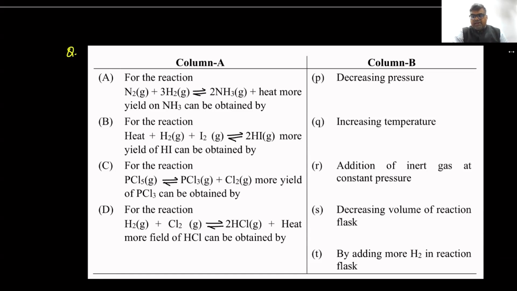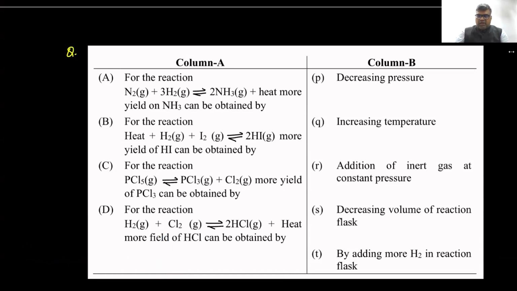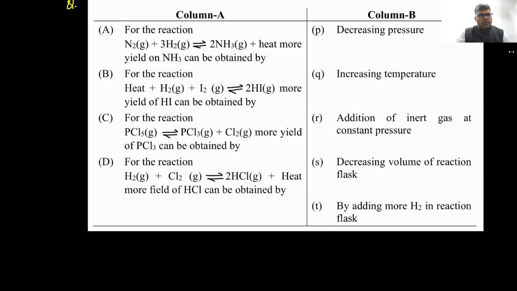Now it's given for the reaction N2 plus 3H2 gives 2NH3 plus heat. So this is definitely an exothermic reaction. More yield of ammonia can be obtained by. So you have to increase the yield of ammonia. These can be independent questions also. I've taken it as a matching column kind of question. So I'm going to deal with four questions in a single question itself. For option A, I have to mark the yield of ammonia increasing.